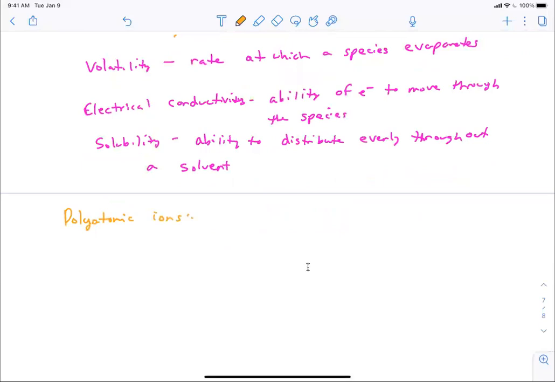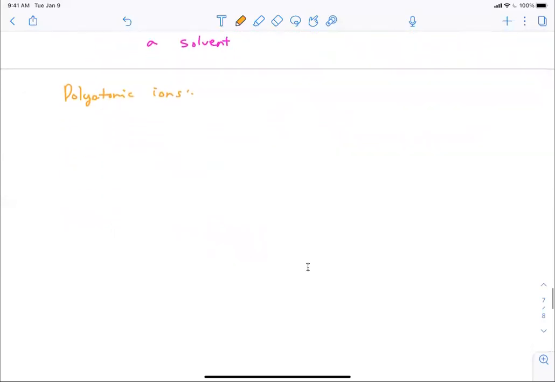Polyatomic ions you need to memorize. The IB is very explicit about this list. It is a list of 10 ions that they hold you accountable for. I like to organize them by charge here. So there's a 1+ charge group, a 1-, a 2-, and a 3- charged polyatomic ion list. One is ammonium, which is NH4+.